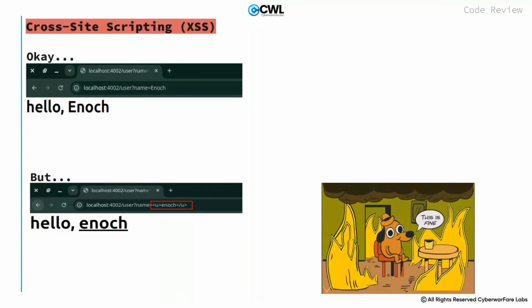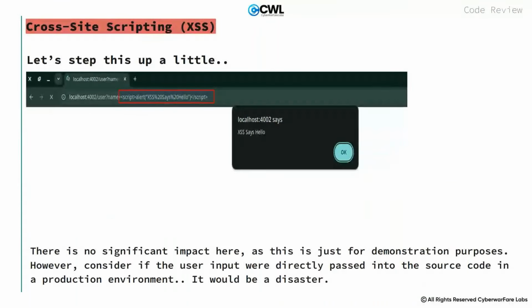So what can we do more? How can we exploit this further? We can actually try to inject JavaScript code here. Now we have used the script tag here, and we have used the alert functionality, and we have typed in a message here, and we can see that the JavaScript actually executes on the browser, and then we can see the message here. XSS says hello.